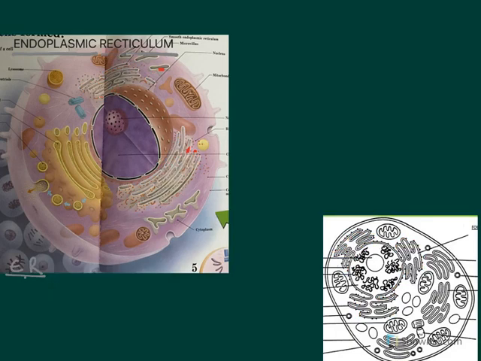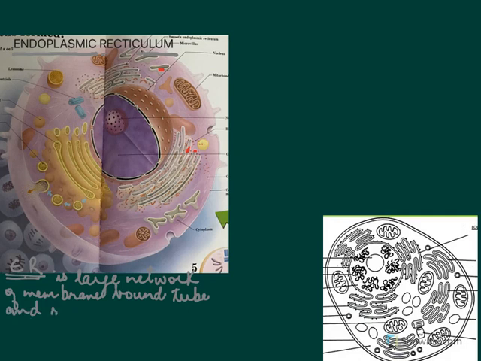So we can say the endoplasmic reticulum, in short, the ER, is a large network of membrane-bound tubes and sheets. They are sheets. They are tubes made of membrane or vesicles, you can say, that form an entire network in the cell. Like here, you can see the network. It is formed inside the cell.